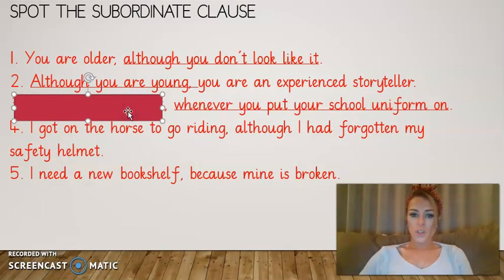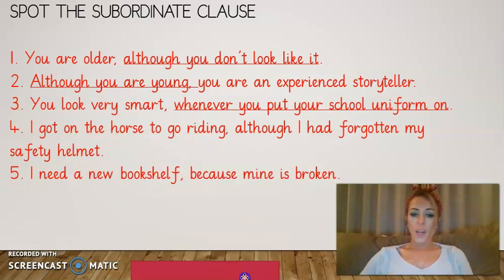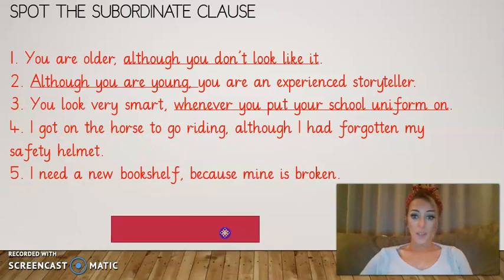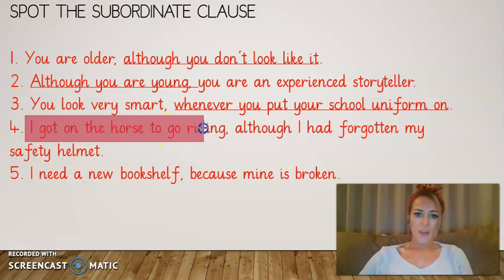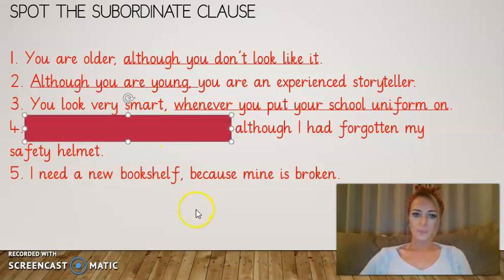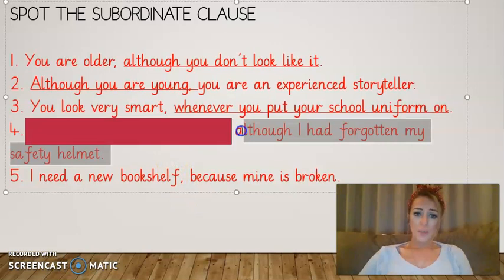I got on the horse to go riding, although I had forgotten my safety helmet. You must never do that. It's very dangerous. You've always got to wear a helmet. So let's cover up one half of the sentence and see if the other part still makes sense. Although I had forgotten my helmet. That doesn't make sense on its own, does it? So that part is my subordinate clause.